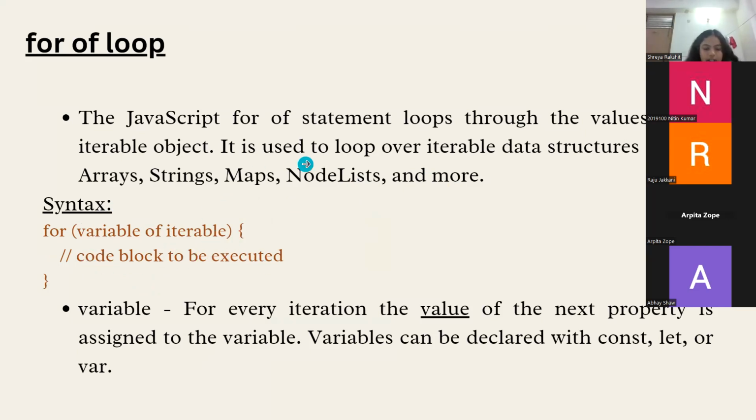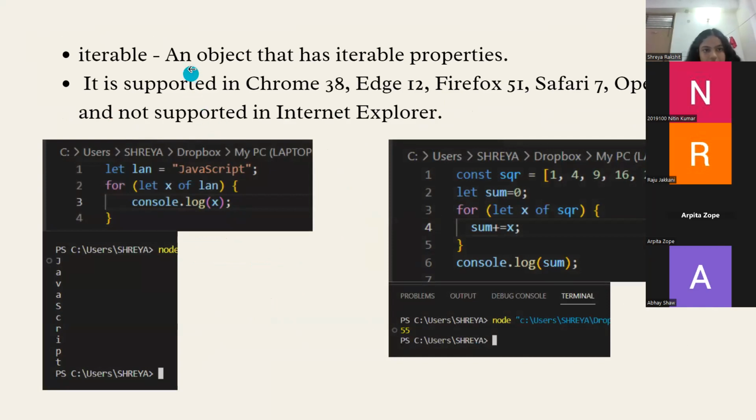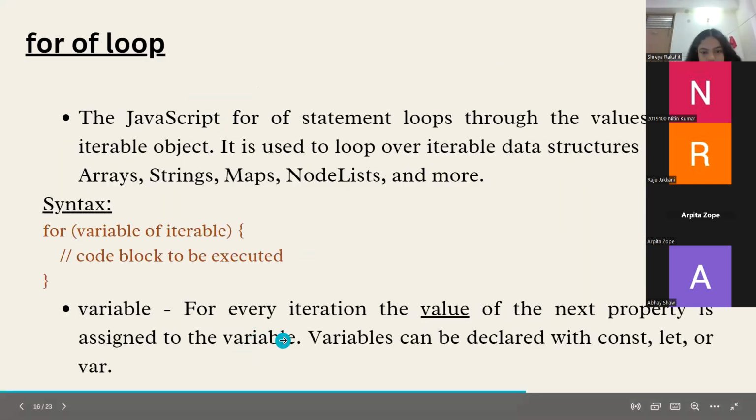To understand this concept, we need to first understand two terminologies. The first one is iterable and the second one is variable. Iterable is an object that has iterable properties. Like we may consider an array. We have multiple elements, so an array is an iterable object. A string is also an iterable object, as we may iterate the string through its characters. Now the variable: for each iteration, the value of the next property is assigned to the variable. Variables can be declared with const, let, or var.